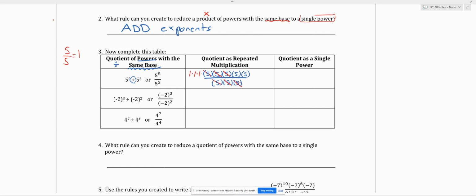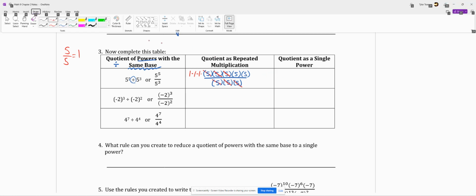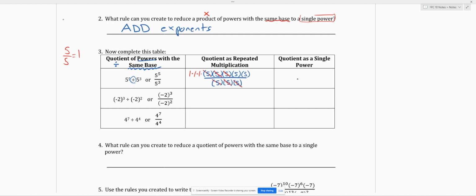Now I'm all out of 5s on the bottom, which means I'm done doing the cancellation, or 5 divided by 5. So I just have 2 5s left over. And when I do that, let's go back to blue. I just have a single power of 5 times 5, or 5 squared, 5 to the 2.